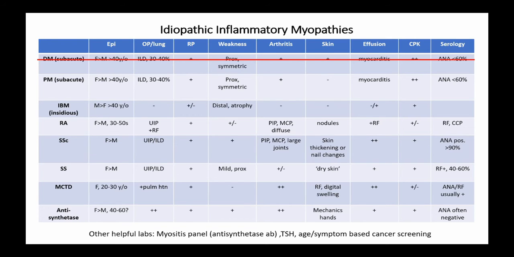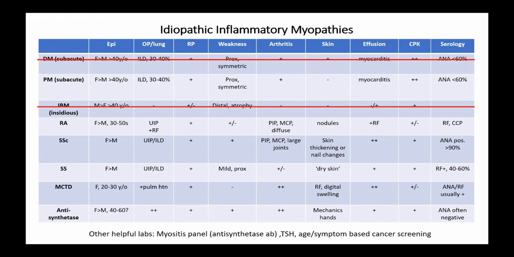However, I think of the DM's cousin, polymyositis, which is very similar without the rash. So this pretty much checks all the boxes, but I think we need to go through a few more. Inclusion body myositis, the IBM here, that's more of a distal atrophy. So our patient had proximal.